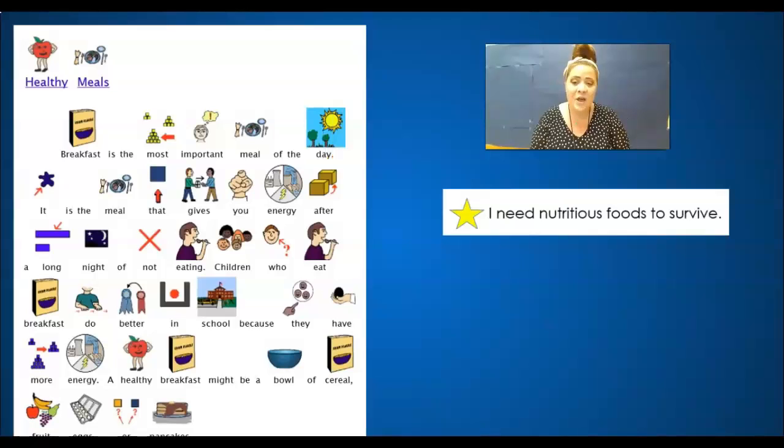Healthy meals. Breakfast is the most important meal of the day. It is the meal that gives you energy after a long night of not eating. Children who eat breakfast do better in school because they have more energy. A healthy breakfast might be a bowl of cereal, fruit, eggs, or pancakes.